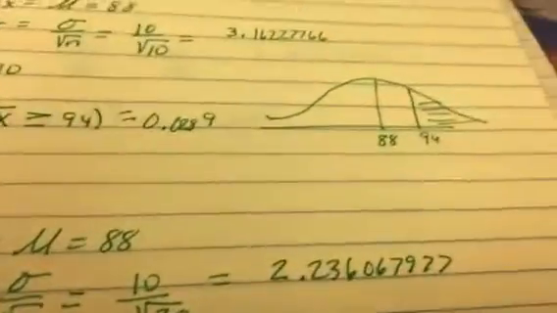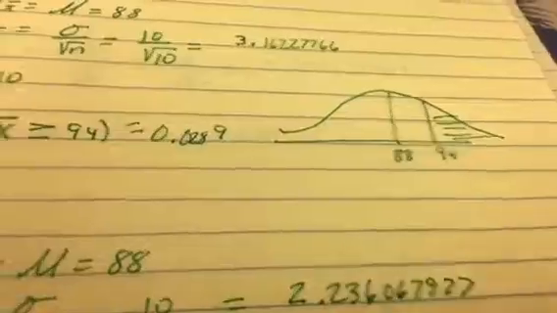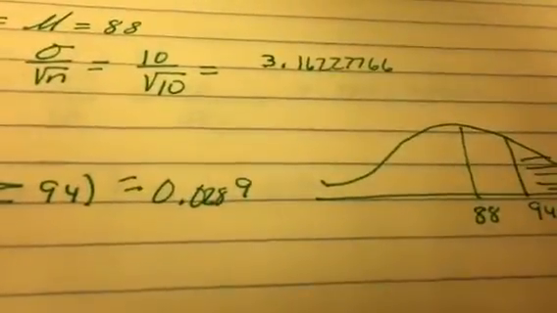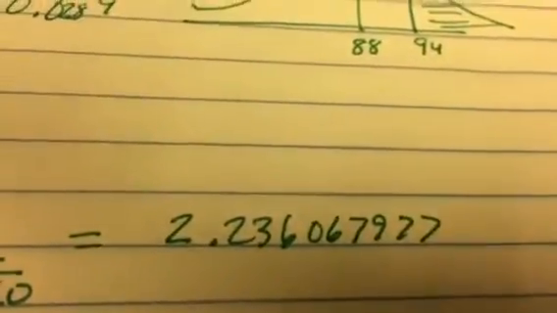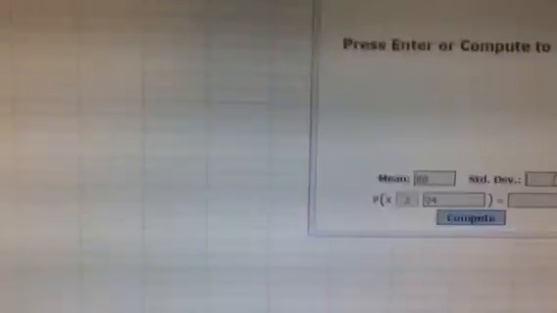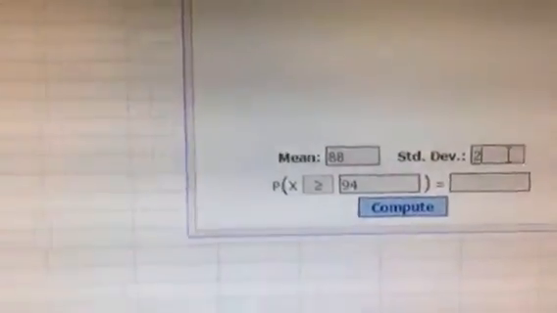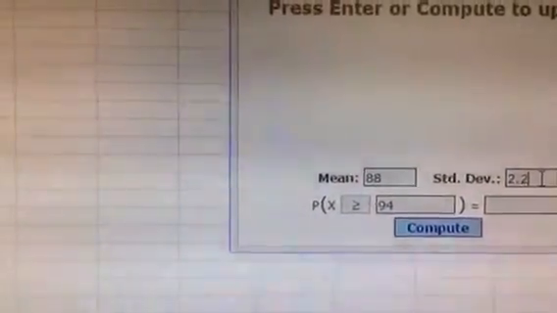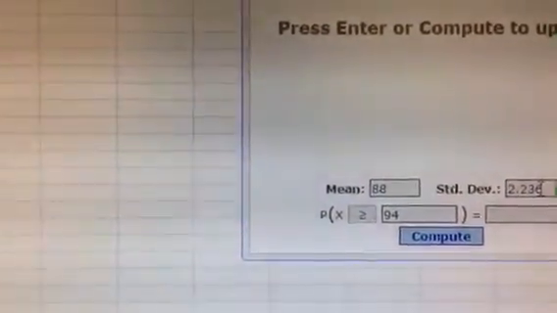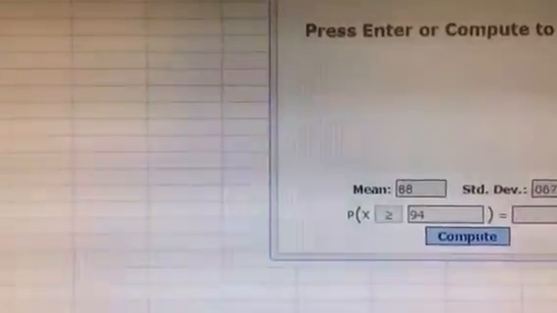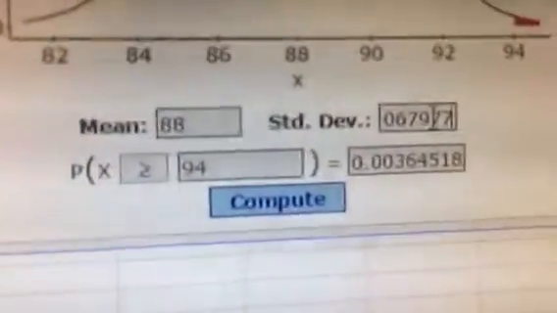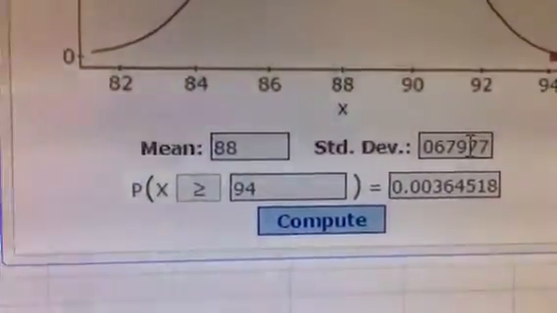I've already calculated this, so I'm just going to go ahead and put this value in for my standard deviation. Hold on just a second. For 20, I'm going to type in here 2.236067977. Hit enter, and notice I get a new probability that decreased even more. It's 0.0036, and we're going to put that in.